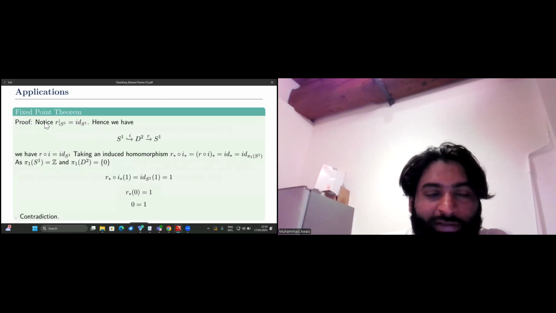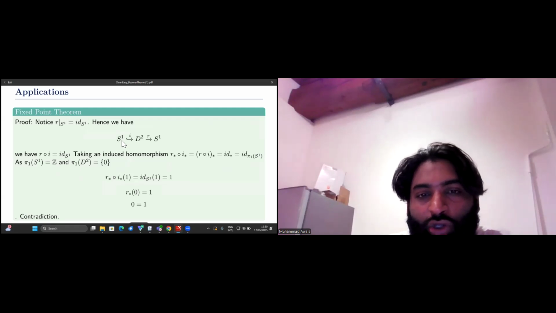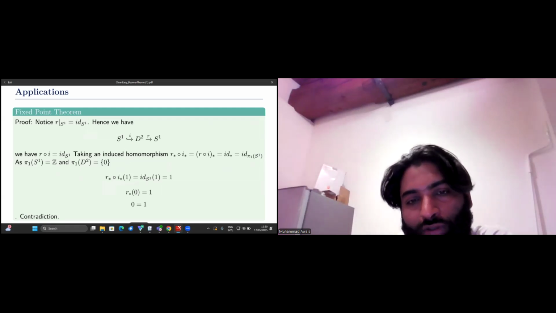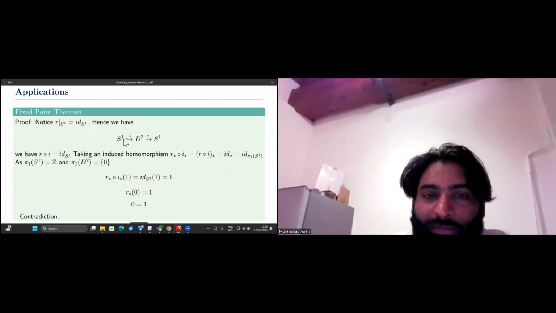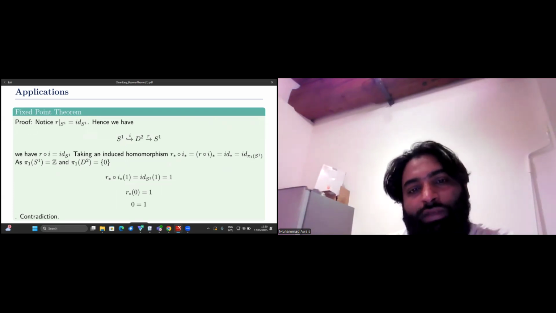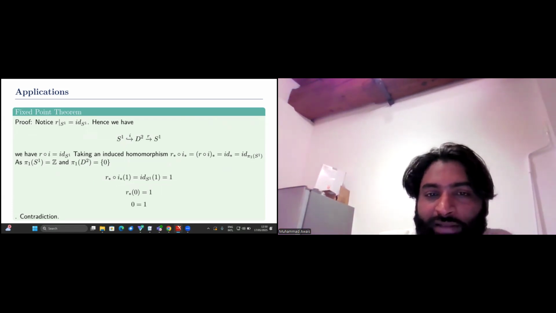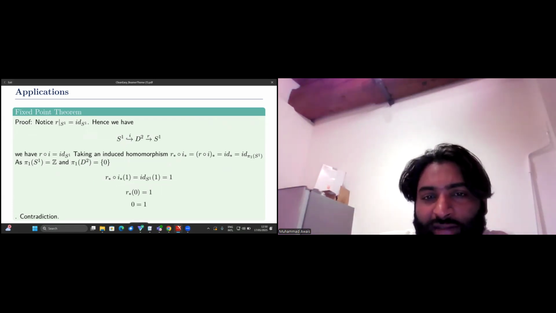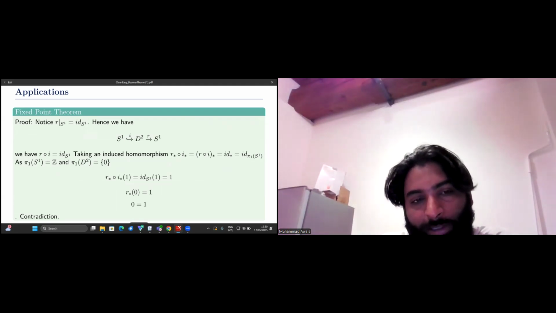With that, if you take the inclusion from S1 to D2, and then you take this map R which we defined, to S1, you get the identity, because you take some point here, it goes to exactly that point. As I mentioned earlier, the restriction of this map on the boundary S1 is the identity, so it will go to exactly the same point. So this is the identity map from S1 to S1. So we have R composed with inclusion is the identity map.